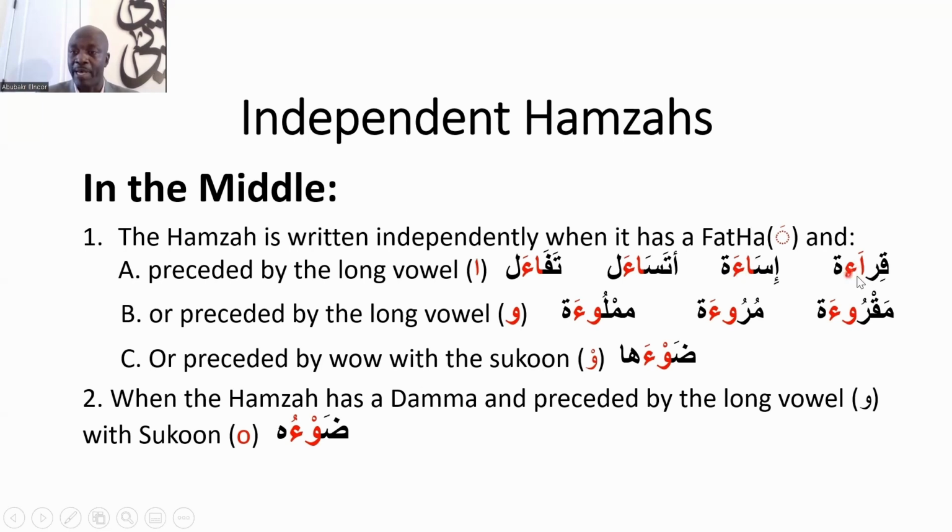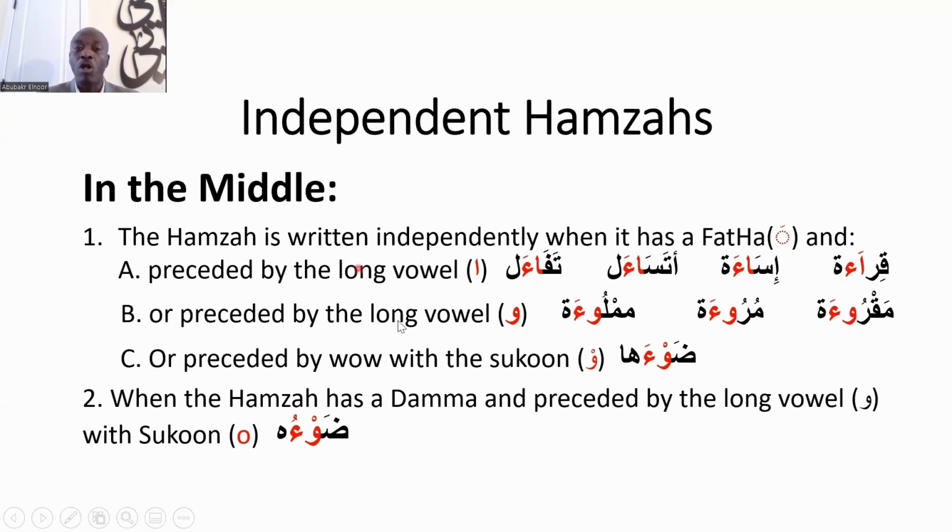The same rule applies for Qira'ah. Atasa'al is "I ask." The Hamza here has the Fatha, as we mentioned, and is preceded by the long vowel Alif, so in this case the Hamza does not need a seat. Also, Tafa'ala, which is to be optimistic. As you can see here, the Hamza has the Fatha and is preceded by the long vowel Alif. That is rule number A.